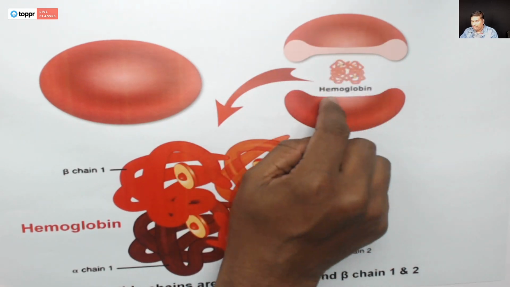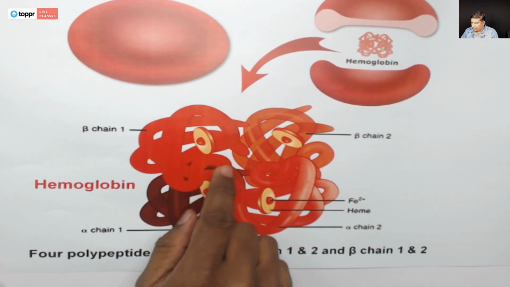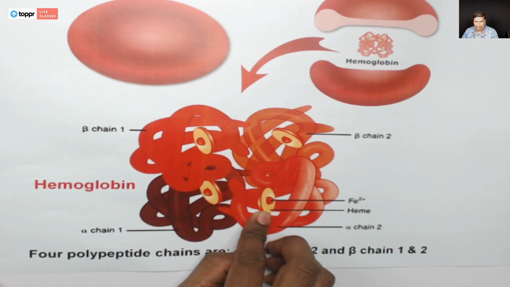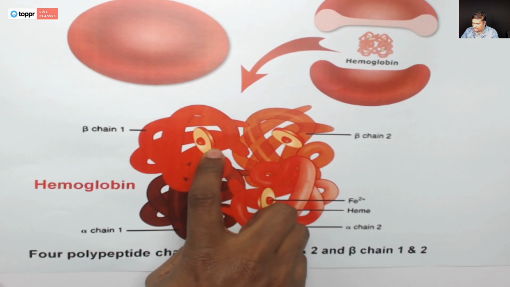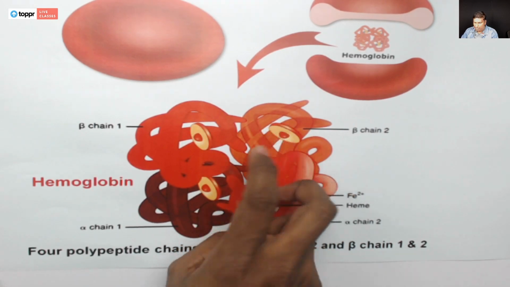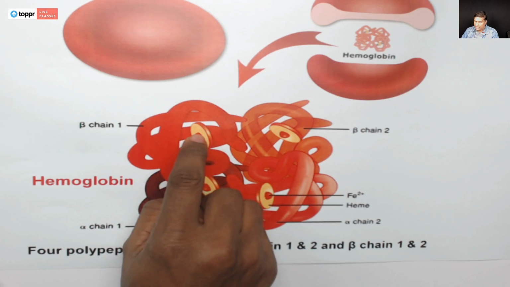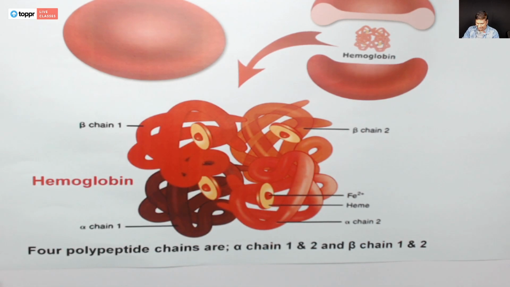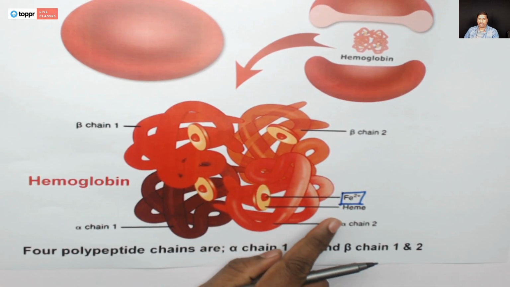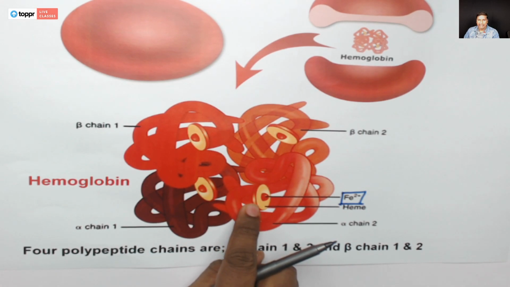So you have the RBC completely filled with hemoglobin molecules, and hemoglobin basically has 4 globin chains, 1, 2, 3, 4, two beta chains and two alpha chains, and each of these globin chains has one heme molecule. You have one heme, 2, 3, 4 heme molecules, and each of these heme molecules has one iron atom. Heme is a porphyrin ring, and in the center of this heme molecule you have a single iron atom.